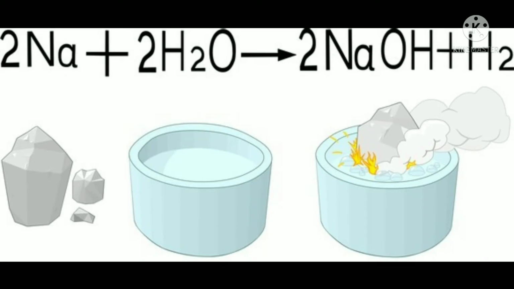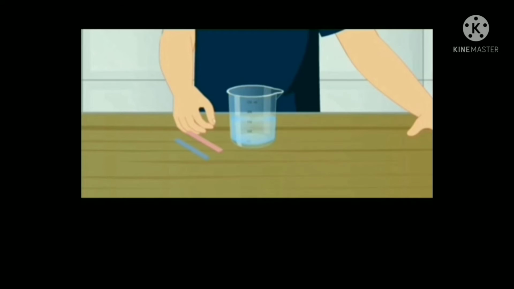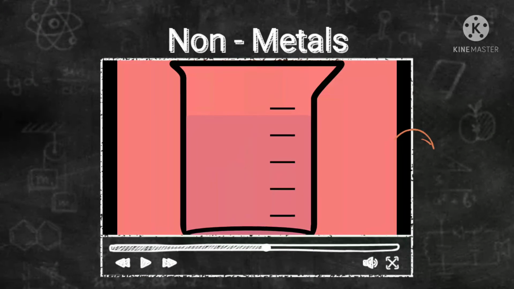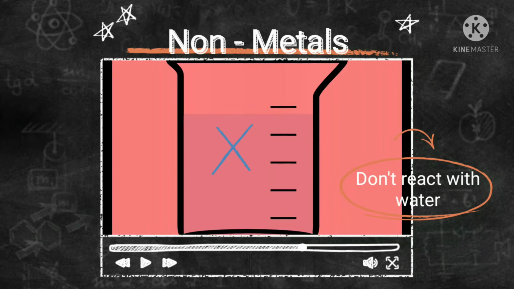The solution becomes hot. The chemical equation is sodium reacts with water to form sodium hydroxide and hydrogen gas with heat. After this reaction, if the solution is tested with blue and red litmus papers, the red litmus paper turns blue. This shows that the solution is basic in nature. Non-metals do not react with water.